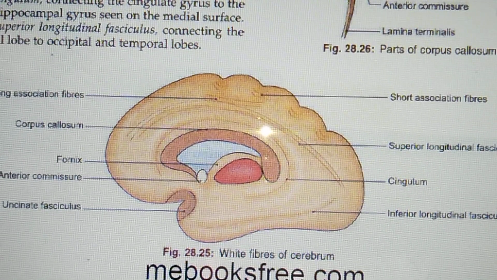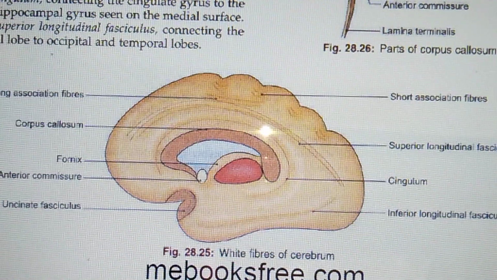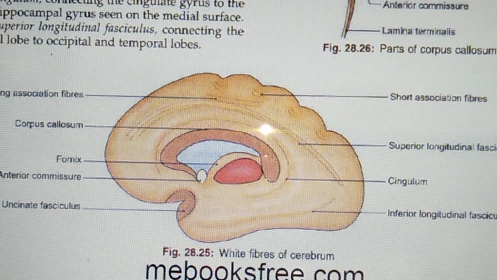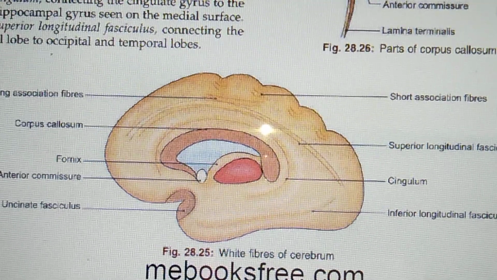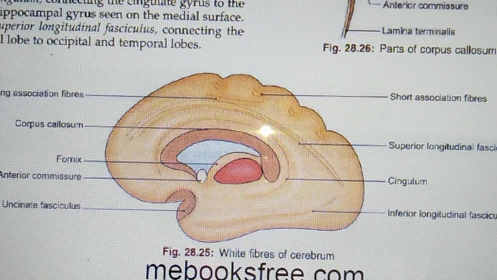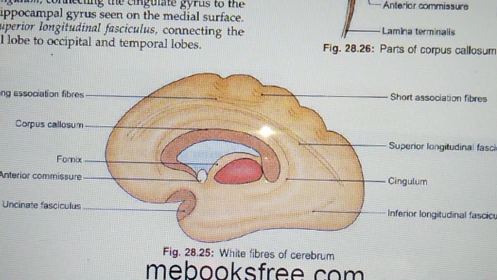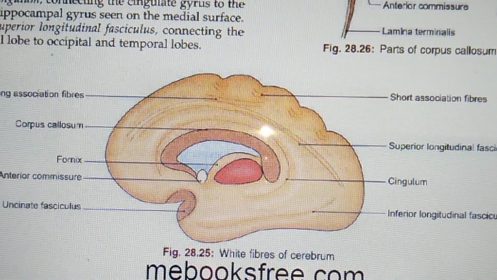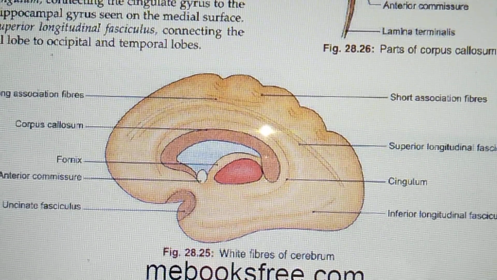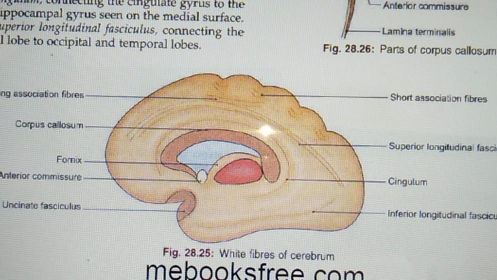Third, the superior longitudinal fasciculus, connecting the frontal lobe to the occipital and temporal lobes. Next is the inferior longitudinal fasciculus. Here you can see the inferior longitudinal fasciculus is shown, connecting the occipital and temporal lobes. And the last is the fronto-occipital fasciculus, that is seen on the medial surface. That is not present in this diagram. So these are the 5 examples of the long association fibers. That is all about the association fibers.